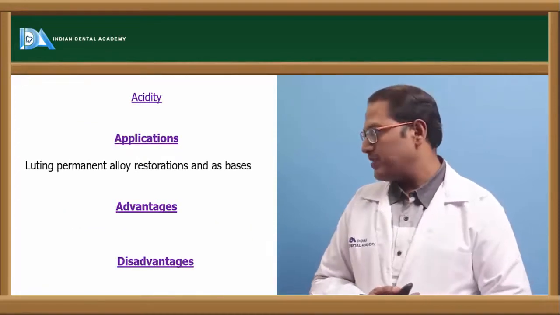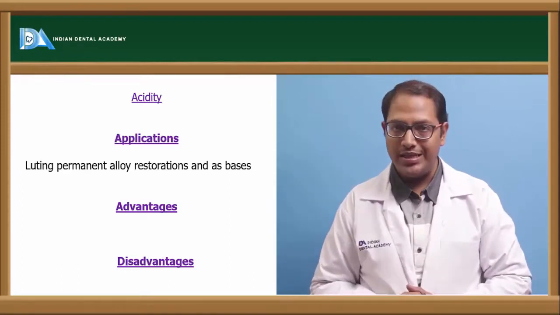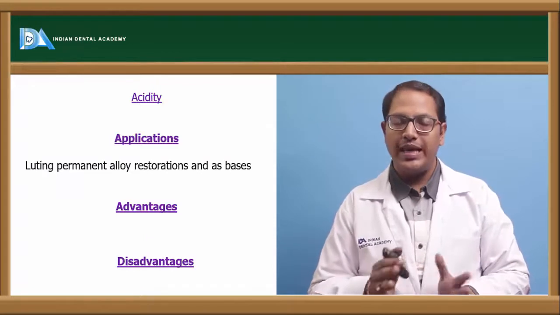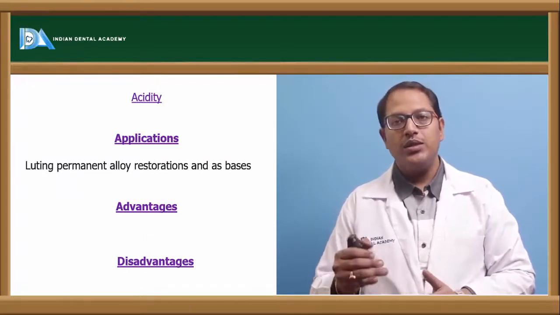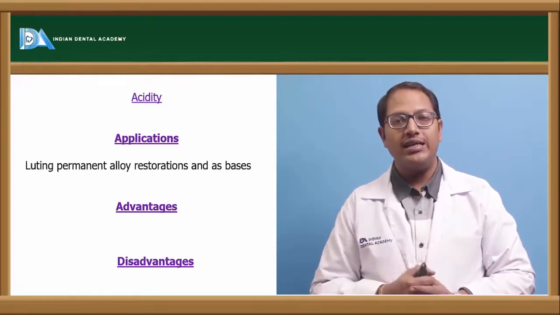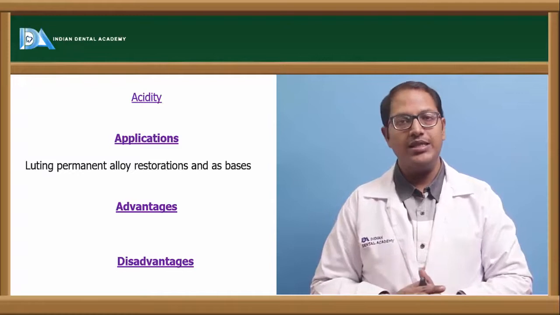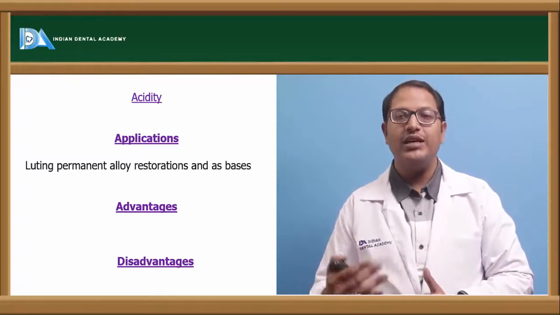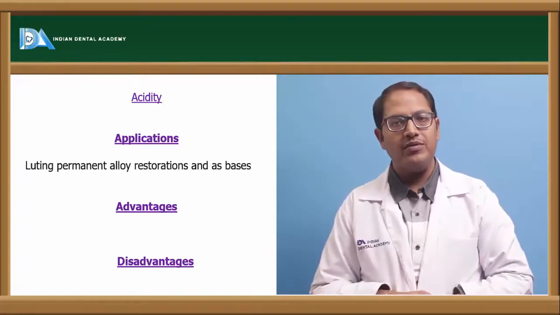Coming to the pulp response of the zinc polycarboxylate cement, it has a mild pulp response, milder than that of the zinc phosphate cement. Why is that so? Now the pH that the zinc polycarboxylate starts at is 2.5. Initially it is also acidic. It rises to 6 pH in about 48 hours, so near about the same as what is happening with zinc phosphate.